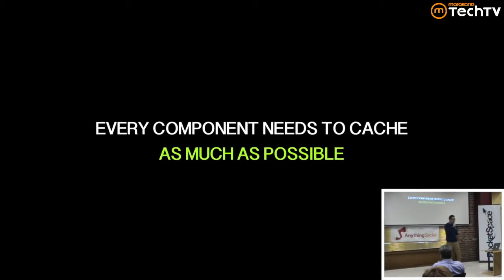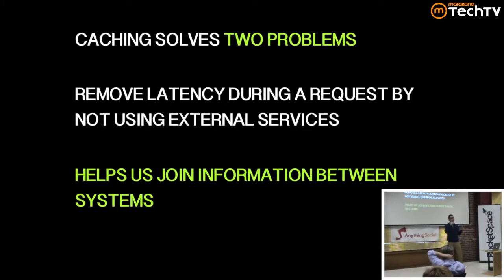In all these cases, you will update the cache when you receive messages indicating that the resource has been updated. So right now we just solved two problems. First, we removed the latency during a request by not using external services, and we're now able to easily join information between many systems. Because, for example, if we use a relational database, we can continue using SQL joins.